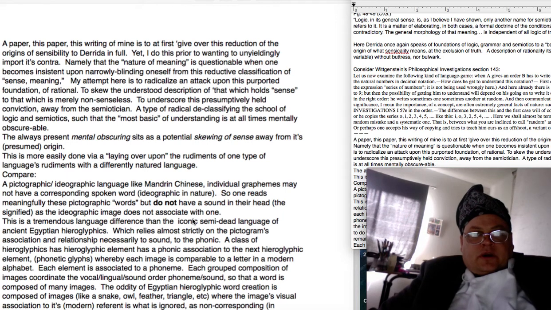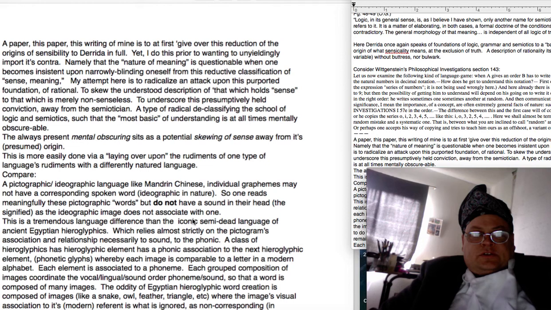This writing of mine is to, at first, give over the reduction of the origin of sensibility to Derrida in full. Yet I do this prior to wanting to unyieldingly import its contra, namely, that the nature of meaning is questionable when one becomes insistent upon narrowly blinding oneself from this reductive classification of sense meaning.